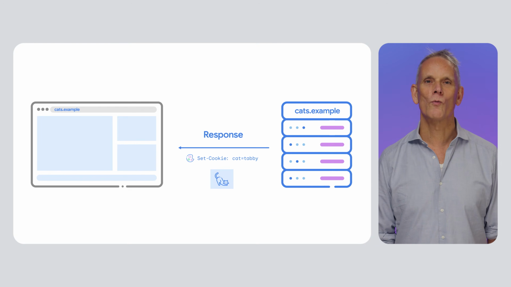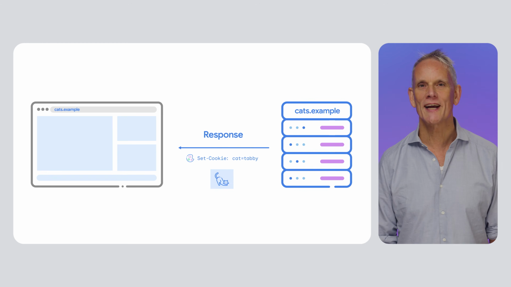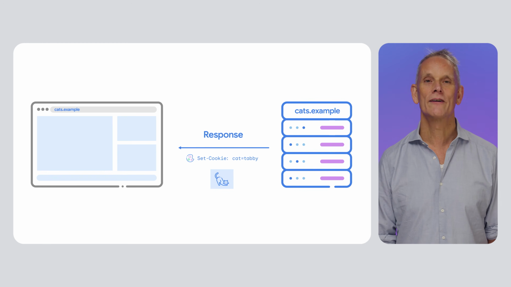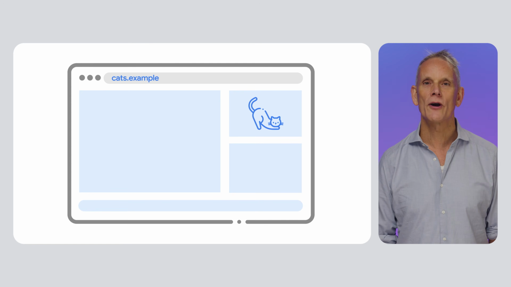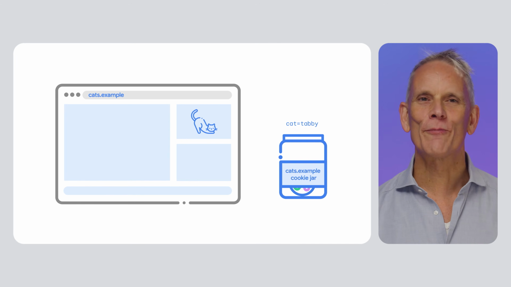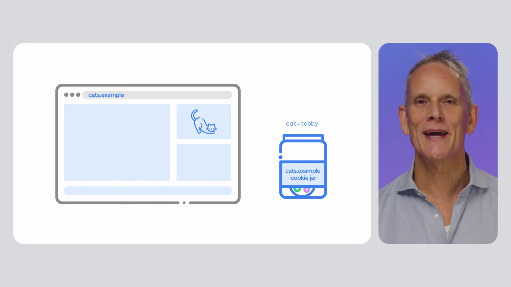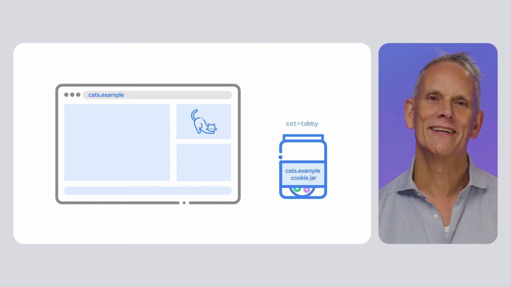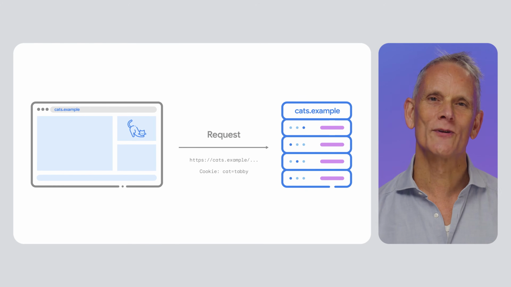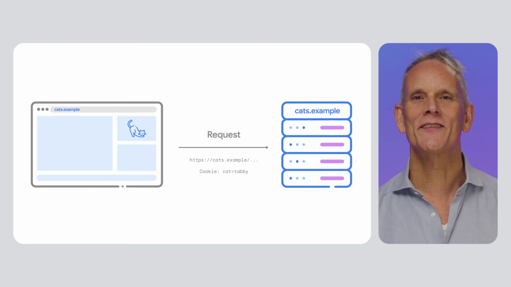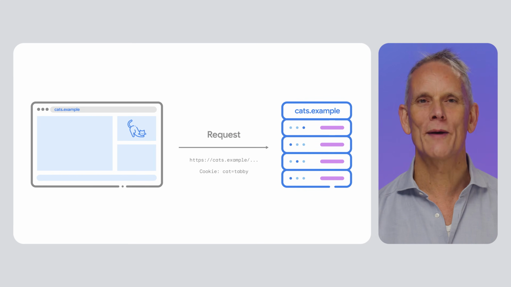The cats.example web server includes the set cookie cat equals tabby header in response to the request for the cat.jpg image file. Your browser receives the file, displays the image, and processes the set cookie header that went with it. As a result, your browser stores a cookie with the name cat and the value tabby. And from now on, your browser sends the header cookie cat equals tabby with requests to the cats.example web server.